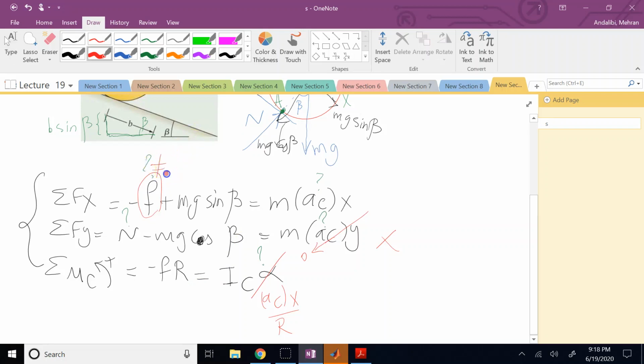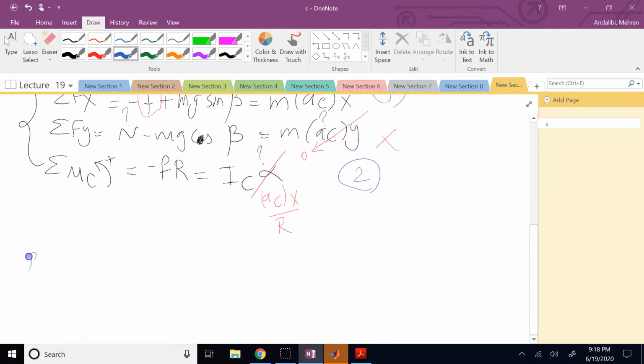So let me write it for you. This is not equal to mu s times N. This is not equal to mu k times N. Okay, don't be tempted to do so. That's a big mistake. So now I have this equation number 1 and equation number 2, and since I don't care about F, I eliminate F between 1 and 2. How? I multiply 1 by R so that I get the negative FR, and then I subtract. So I multiply R to equation 1 and then subtract the result from 2.